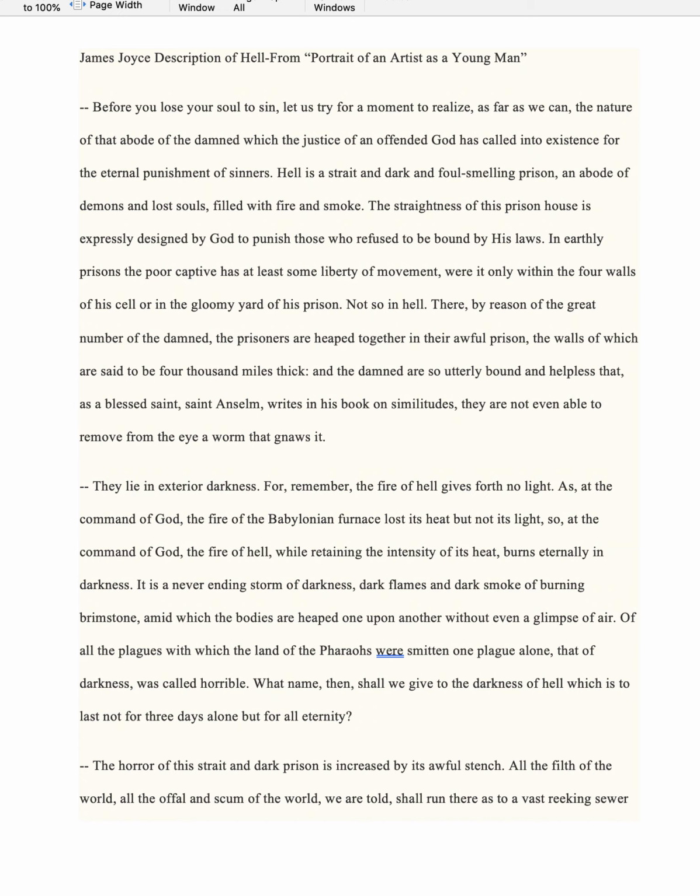The whole purpose of this essay, which is part of rhetoric, the author's purpose, is the first sentence: "Before you lose your soul to sin, let us try for a moment to realize, as far as we can, the nature of that abode of the damned." Essentially hell, right? What you'll notice about this descriptive essay is that a lot of the main points are already here. Everything highlighted in blue on your screen is going to be the subject of a body paragraph later.